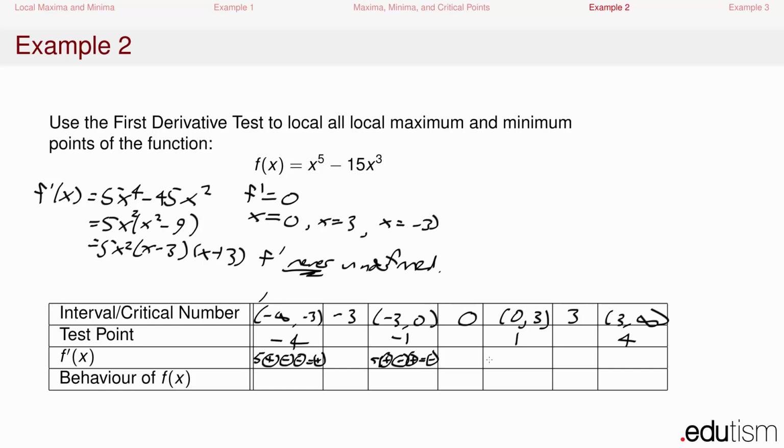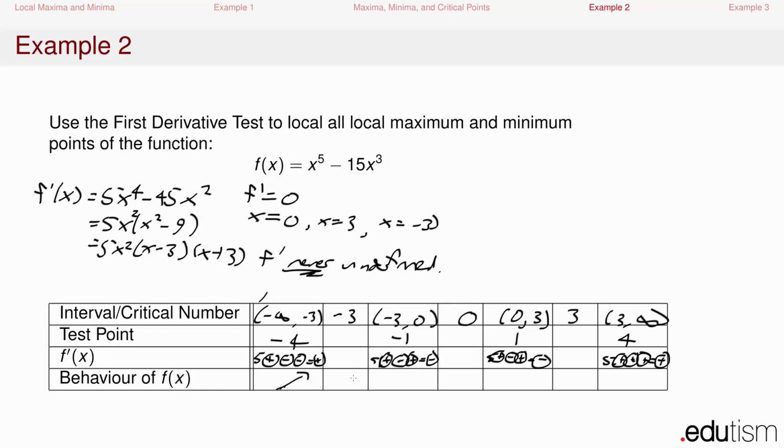Plug in 1. 5 times 1 squared is positive. 1 minus 3 is negative. 1 plus 3 is positive. This gives a negative result. And plug in 4. You get 5 times 4 squared, which is positive. 4 minus 3 is positive. 4 plus 3 is positive. This all gives a positive result.